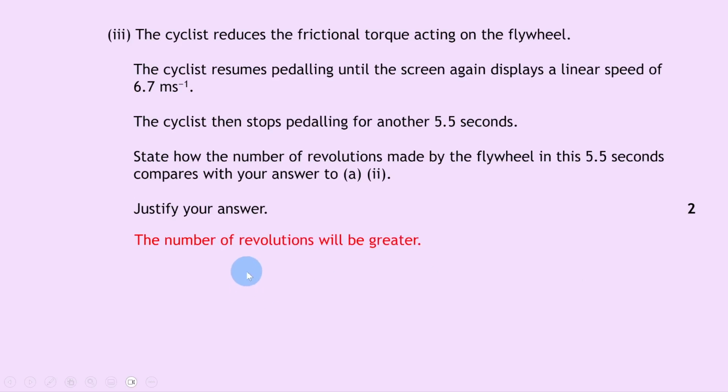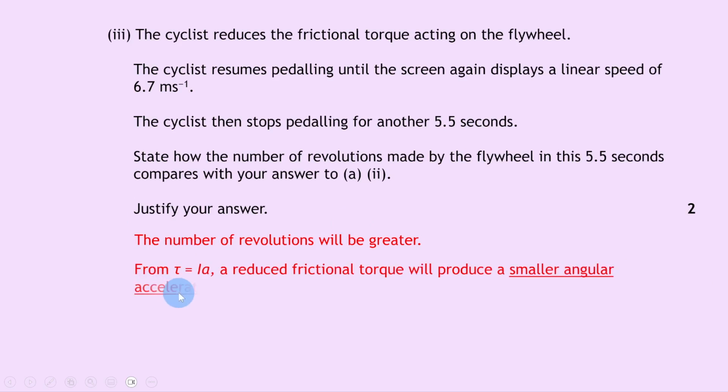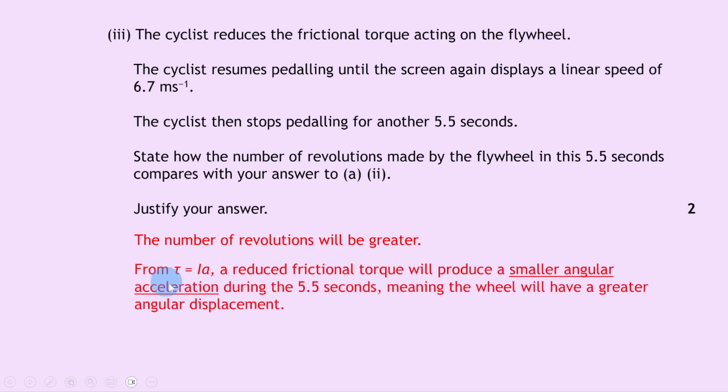Well, we can say that the number of revolutions will be greater, i.e. greater than the number in A part 2. And we can justify this by looking at this equation, tau equals I alpha. So this says that torque tau equals the moment of inertia I times the angular acceleration alpha. And from this equation we can see that a reduced frictional torque, which we're told about in the question, will produce a smaller angular acceleration.